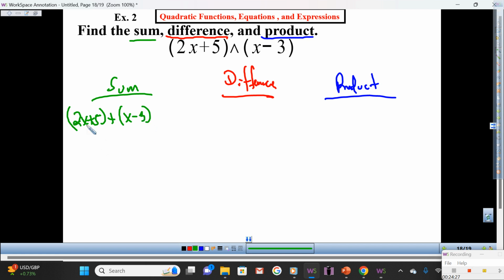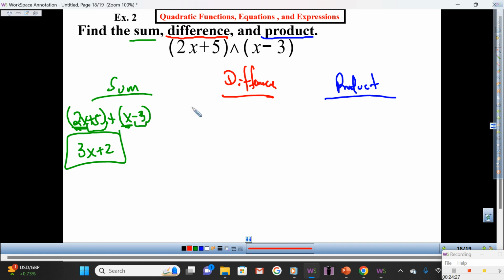Since there's no numbers in front of the parentheses, I just combine like terms. What is 2x plus x? 3x. What is 5 plus negative 3? That's 2. Hands if you got 3x plus 2? That is correct.